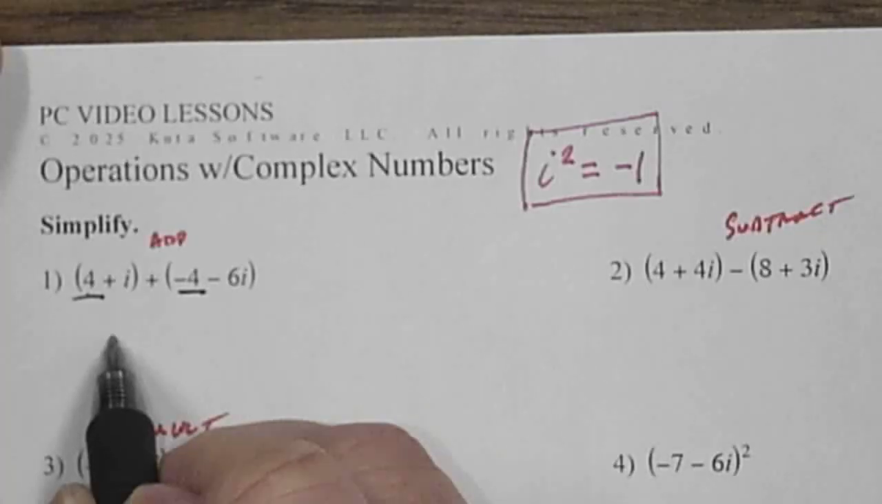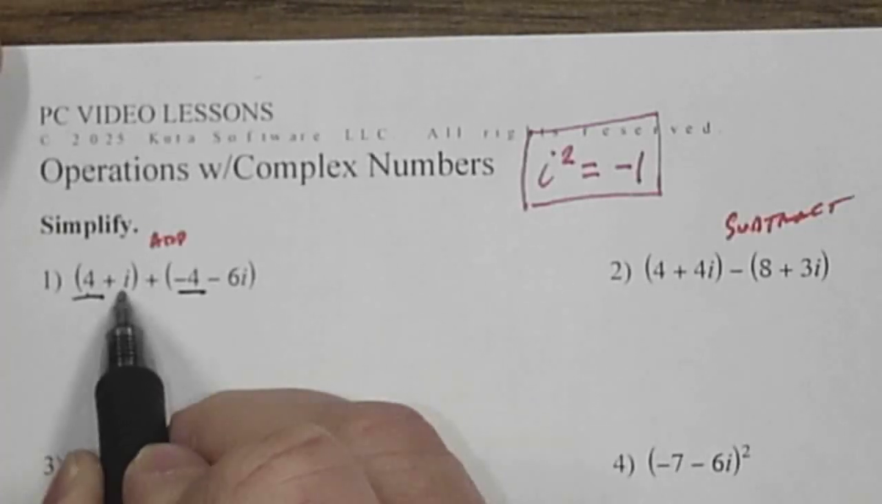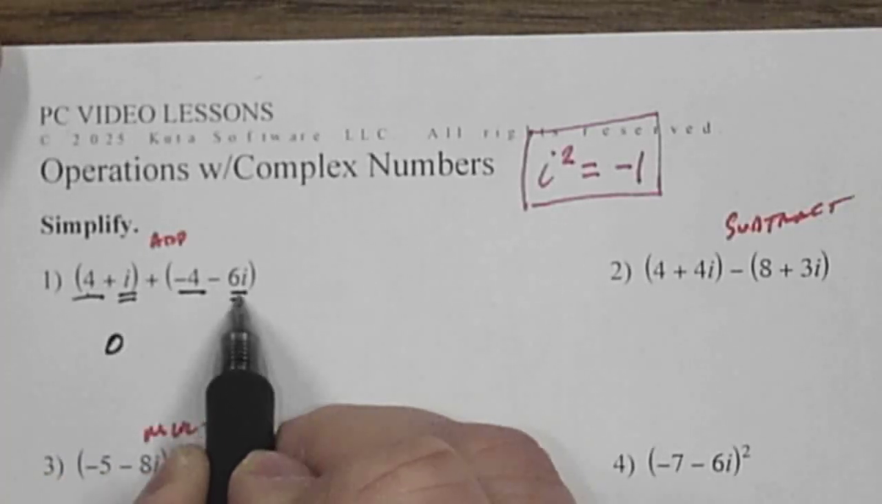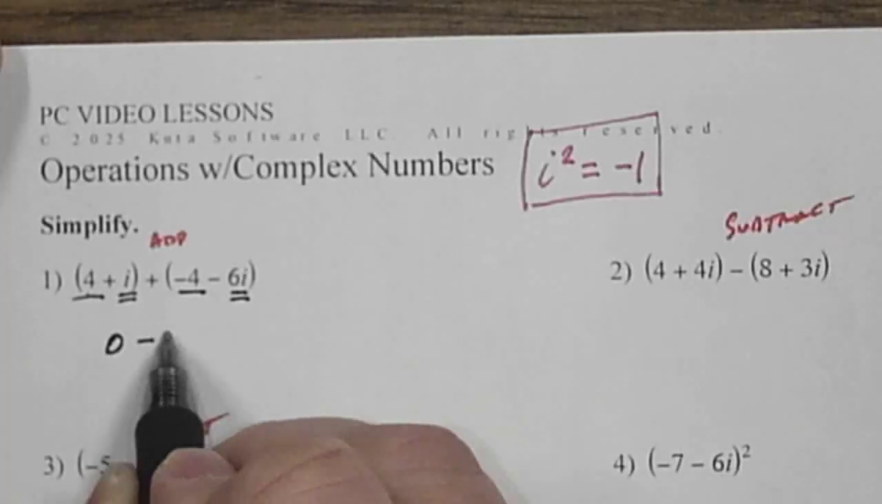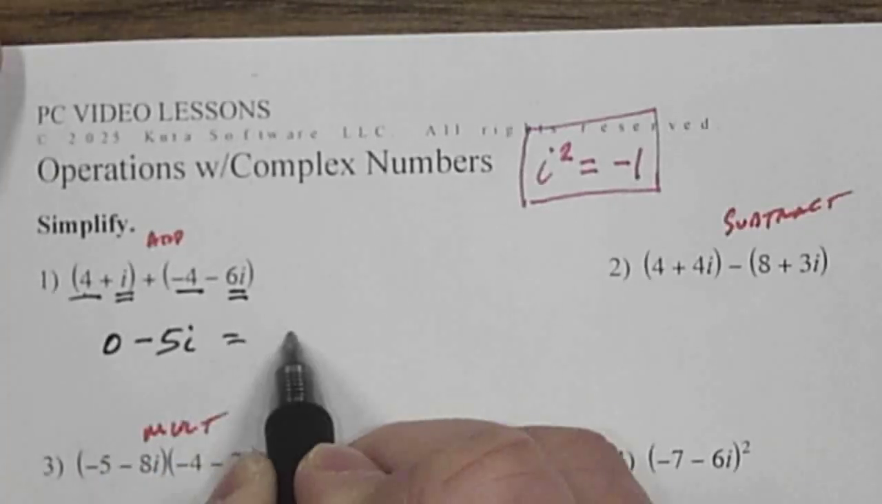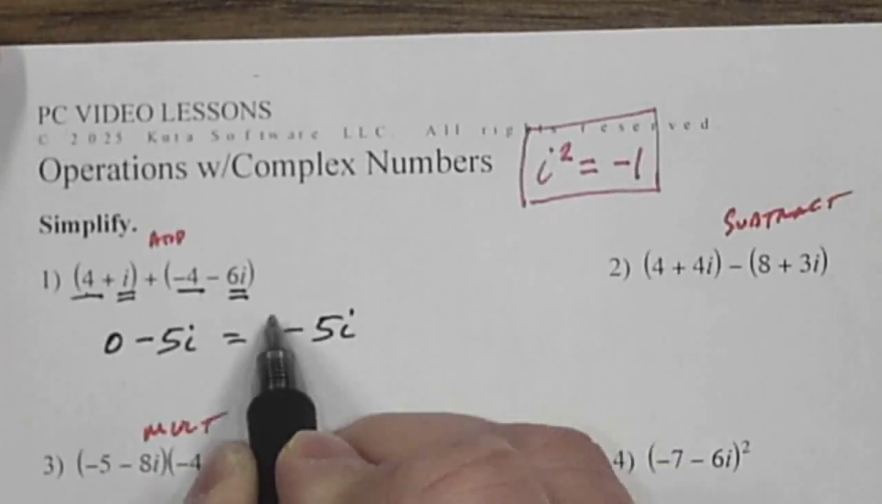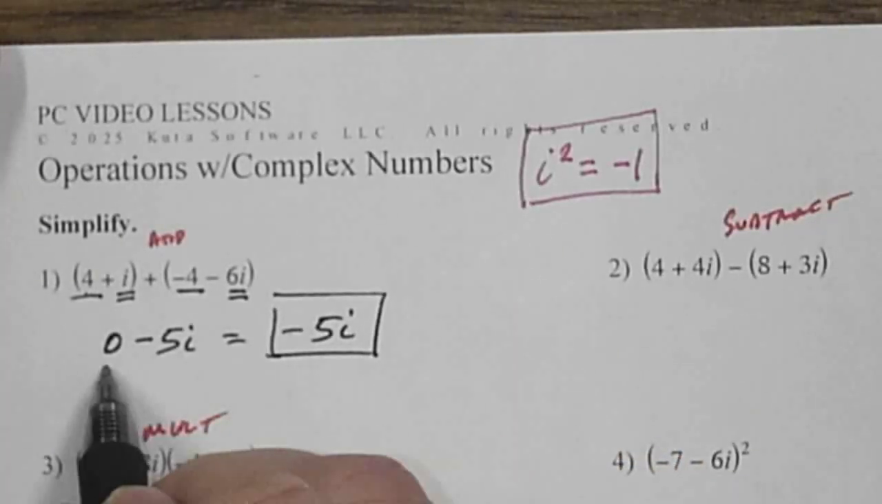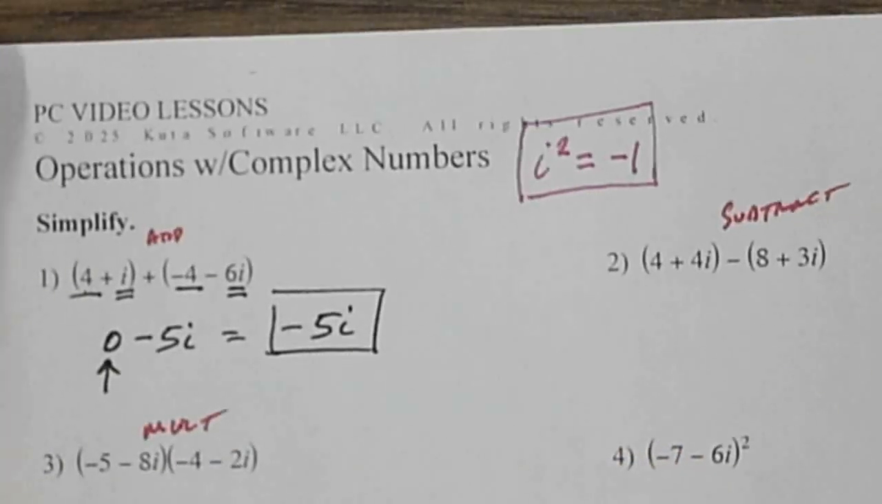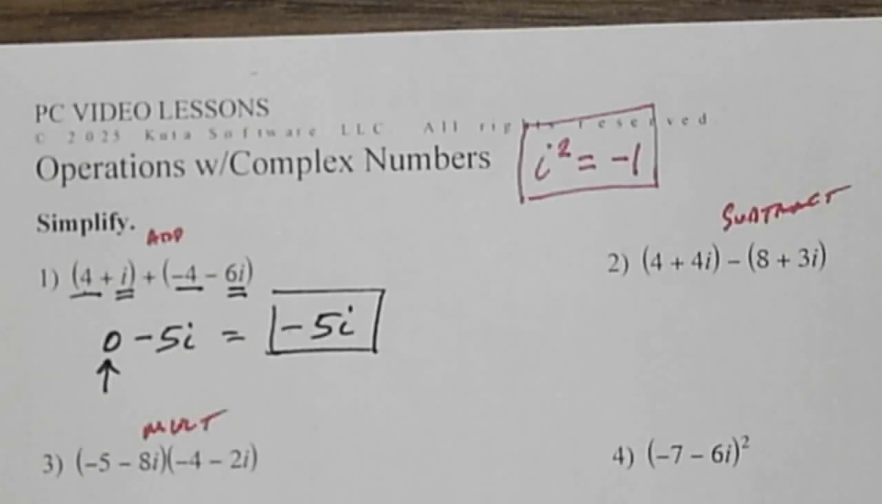-4 plus 4, that would be a big 0. 1i plus -6i would be a -5i. And so we would just write -5i. Now this is a little bit rare to have 0 here. Usually it's like an 8 minus 5i or something, but that's what happens.